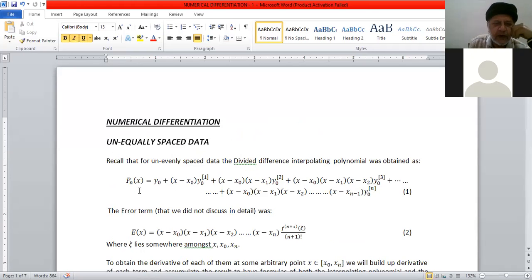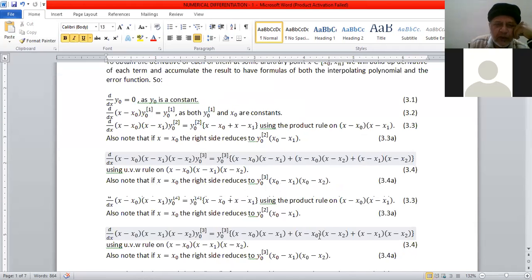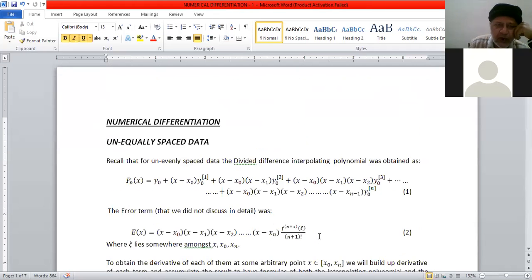For unequally spaced data, we have the forward divided difference interpolating polynomial in this form, and the error term is in this form. If you want to find the derivative of this divided difference interpolating polynomial, that will give us the tool for estimating derivative values from the given data when we don't know the function, only the data, and with the data we have this function available whose derivative has to be evaluated.